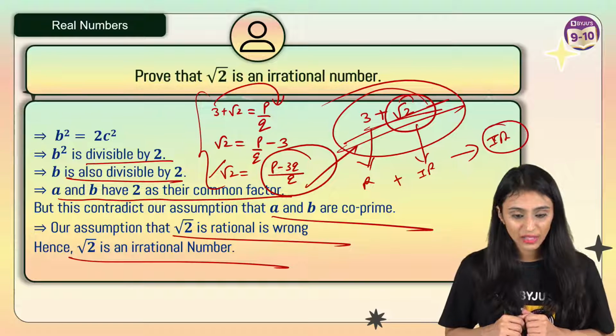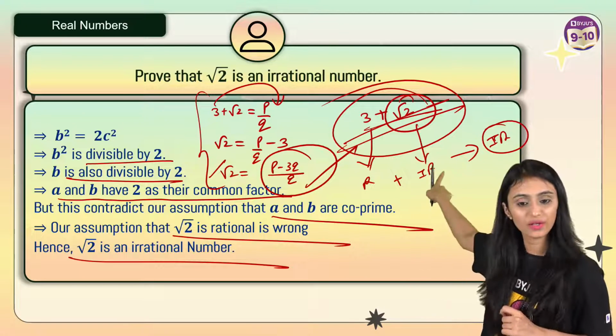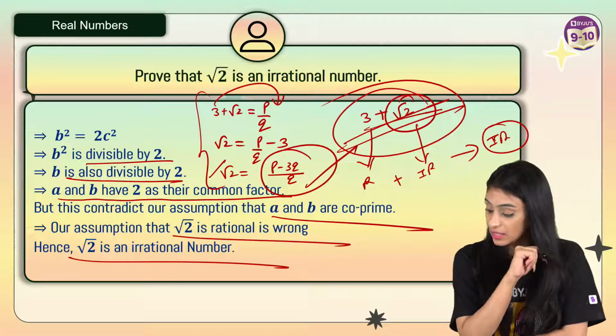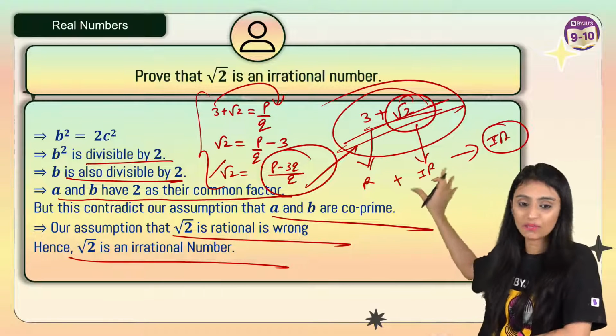Yes Riya, the common factor of a and b, like in the question that I solved here, was 2. Yes Manya, a lot of times it is asked in the paper. I hope you are clear with both the methods.